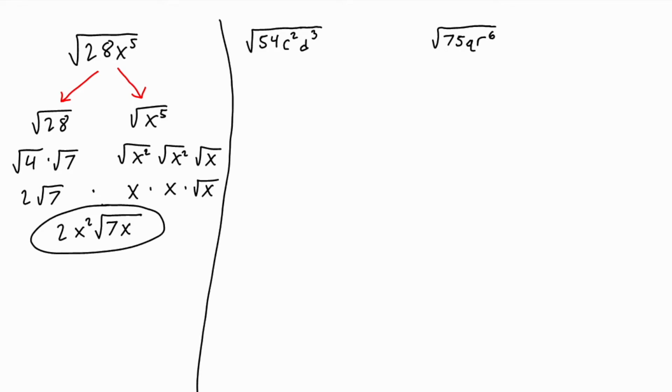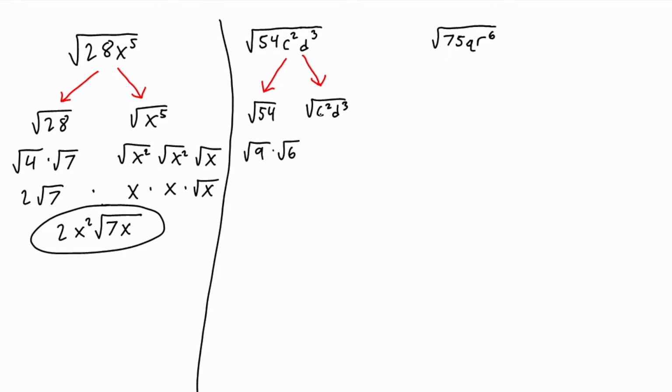So in this next one, we want to split it up again. We've got the square root of 54 and the square root of c squared d cubed. Now you could split c squared d cubed up into each of their separate square roots, and that's perfectly fine to do. But for this example, I'm just going to keep them the same. But if you want to split it up again and have 3 separate ones, that's perfectly fine. So the square root of 54, what's a perfect square you can divide out of 54? That would be 9. And 54 divided by 9 is 6.